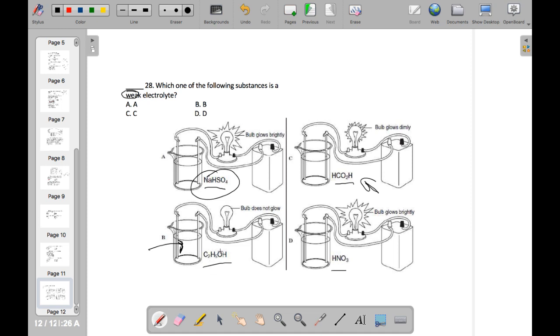Down here it doesn't glow at all. So this can't be an electrolyte at all. This is not an ionic compound. Bulb glows brightly. Okay, well this is nitric acid, but it's ionically bonded, so this is a strong electrolyte. Strong electrolyte, this has to be the answer here, C. Sort of a difficult question. It's like easy, but if you think about it, it could be difficult.